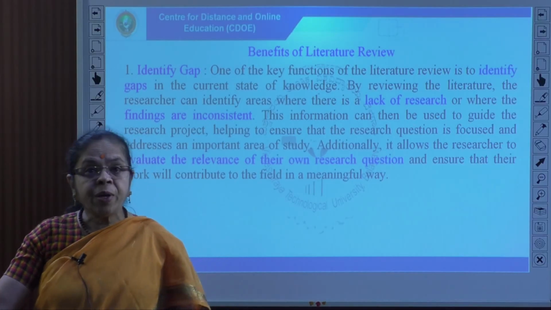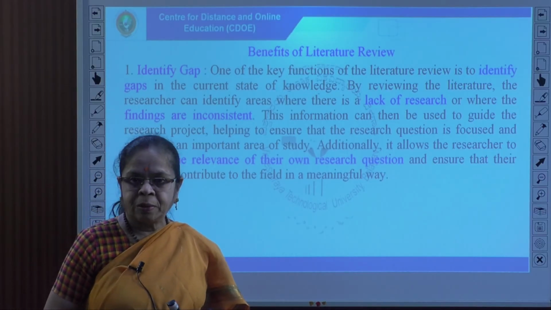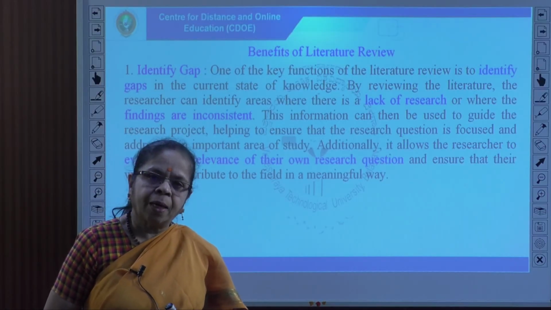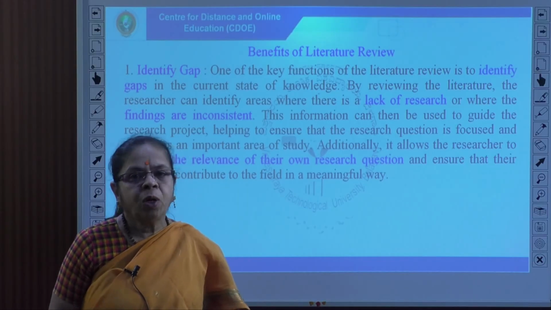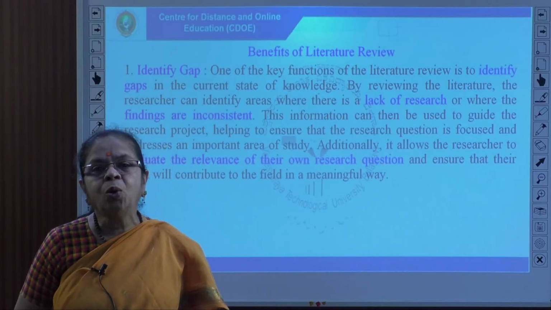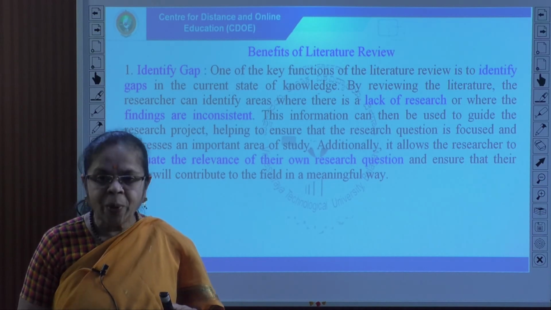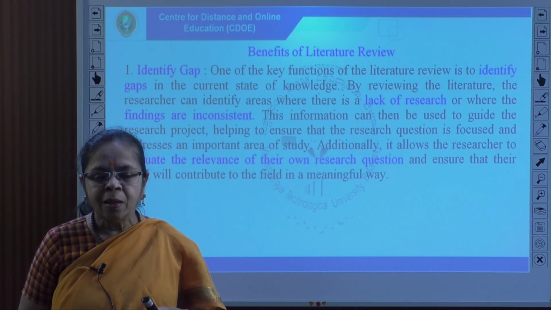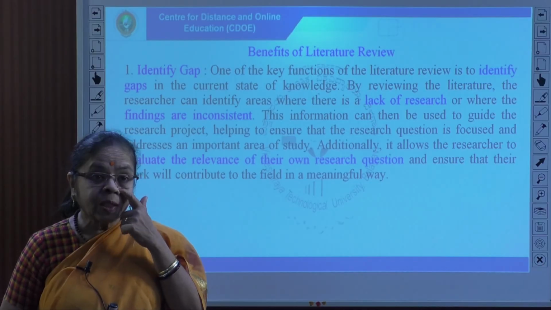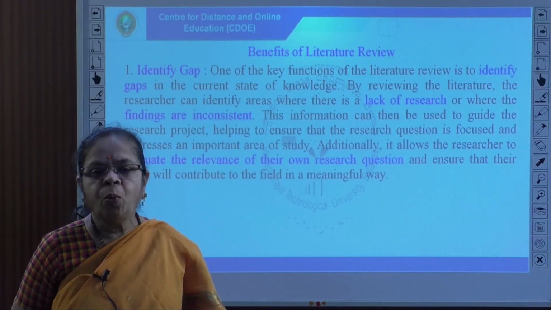By reviewing the literature, the researcher can identify areas where there is a lack of research or where the findings are inconsistent. What do you mean by that? Two researchers may have worked on a particular problem, but may have come up with different conclusions. So, there is no consistency. That will give you an idea, hey, what is this? Why are these two so different? Is it because the data they have used is different, so that means you can't generalize the conclusions, or is it because their methodology is different? This will also give you an idea of what to work on.